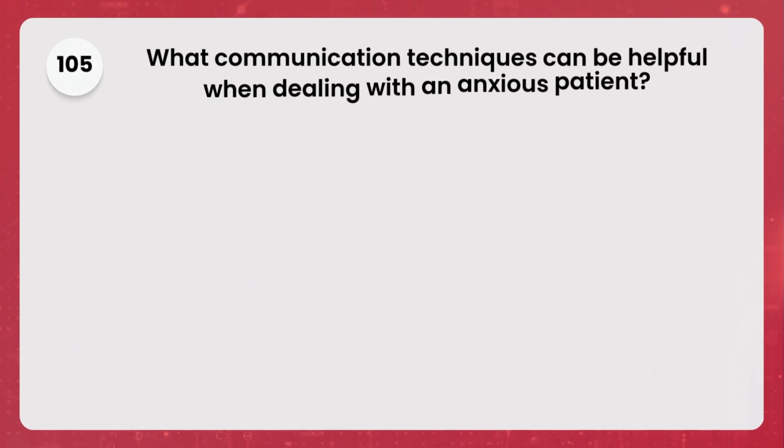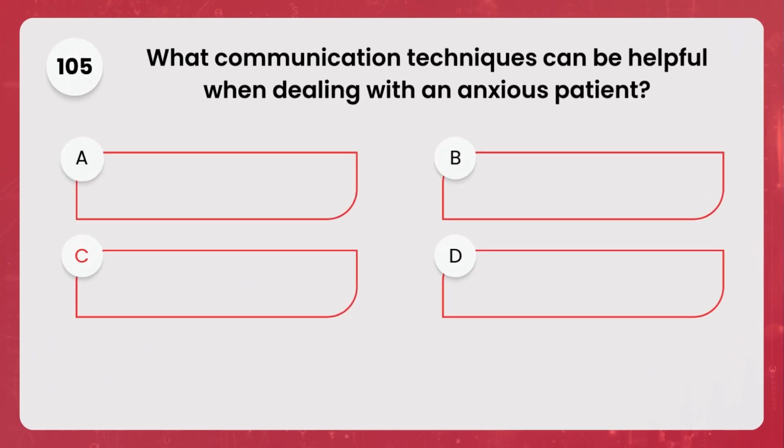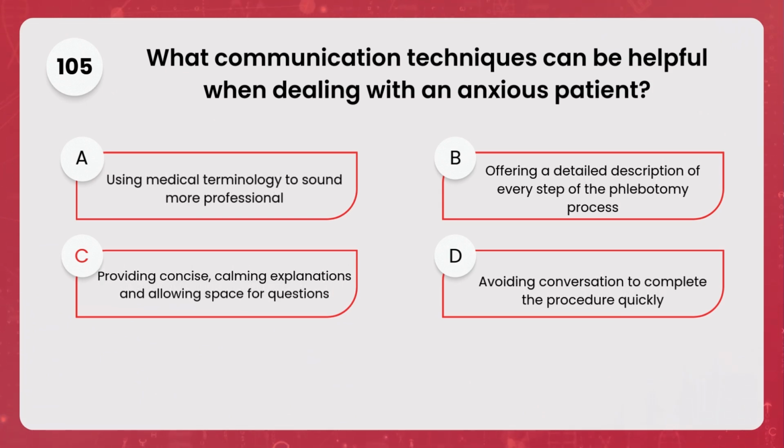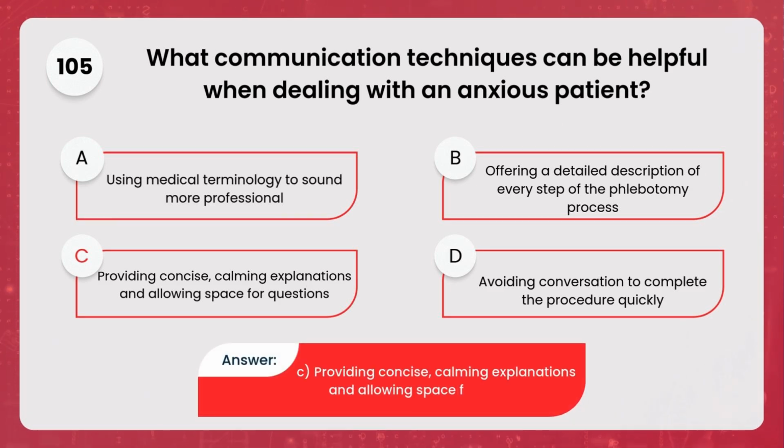105. What communication techniques can be helpful when dealing with an anxious patient? A. Using medical terminology to sound more professional. B. Offering a detailed description of every step in the phlebotomy process. C. Providing concise, calming explanations and allowing space for questions. D. Avoiding conversation to complete the procedure quickly. The answer is C. Providing concise, calming explanations and allowing space for questions.